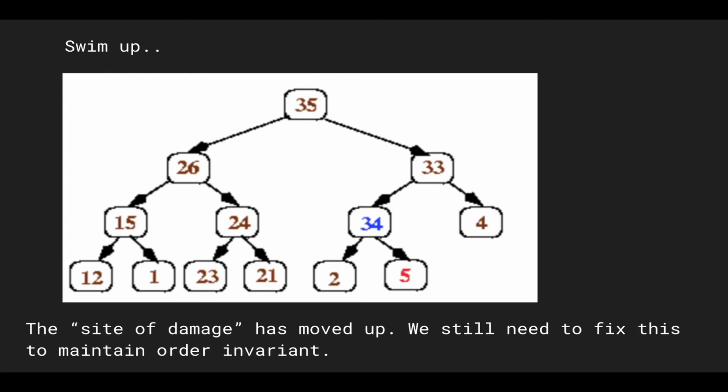But now the site of damage has moved up because 34 is still greater than 33. So our order invariant for the max binary tree is violated. So we still need to fix this to maintain the order invariant. So we're going to try to swim up again.